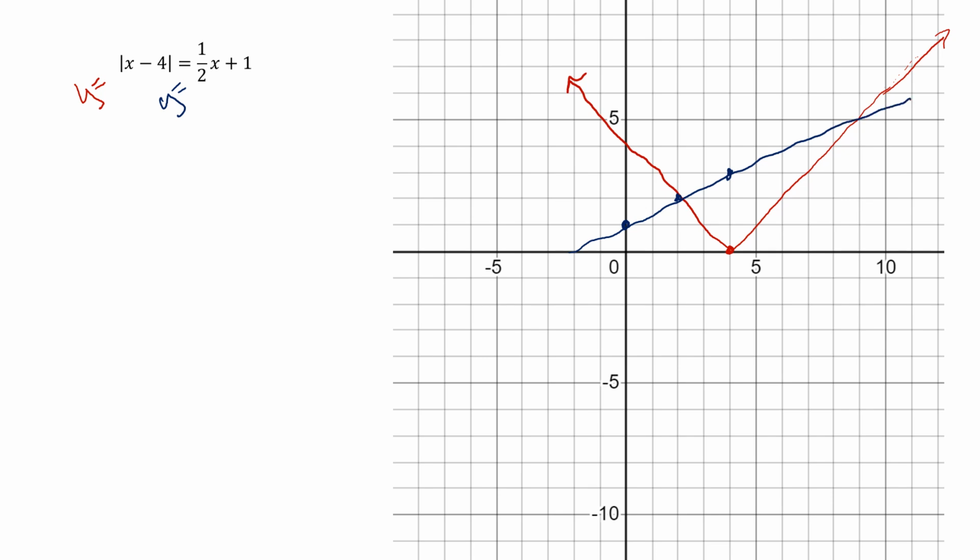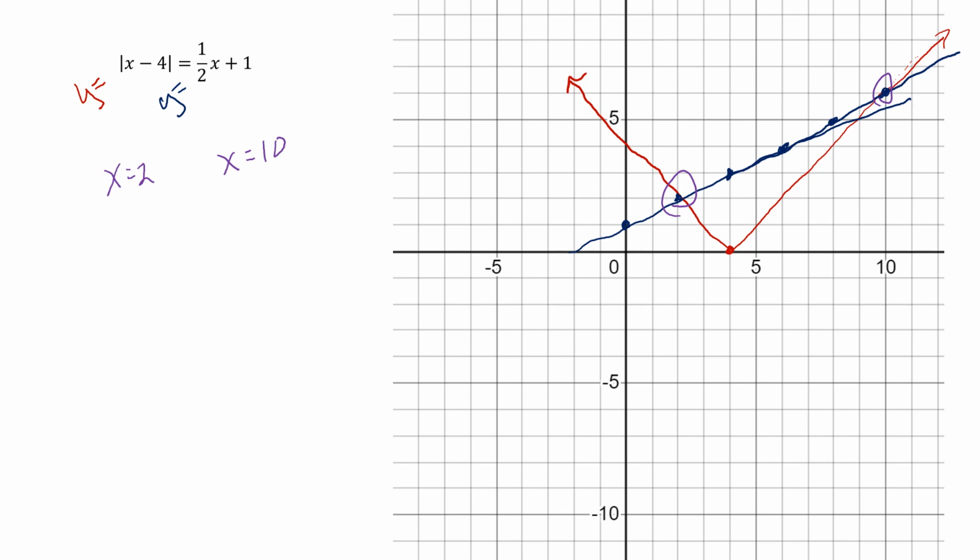It's going to intersect. I messed up my line there a little bit. Up 1 over 2, up 1 over 2, up 1 over 2. There we go. We're going to go up like that. So we intersect in a couple different places. It looks like we have here where x equals 2, and over here where x equals 10.